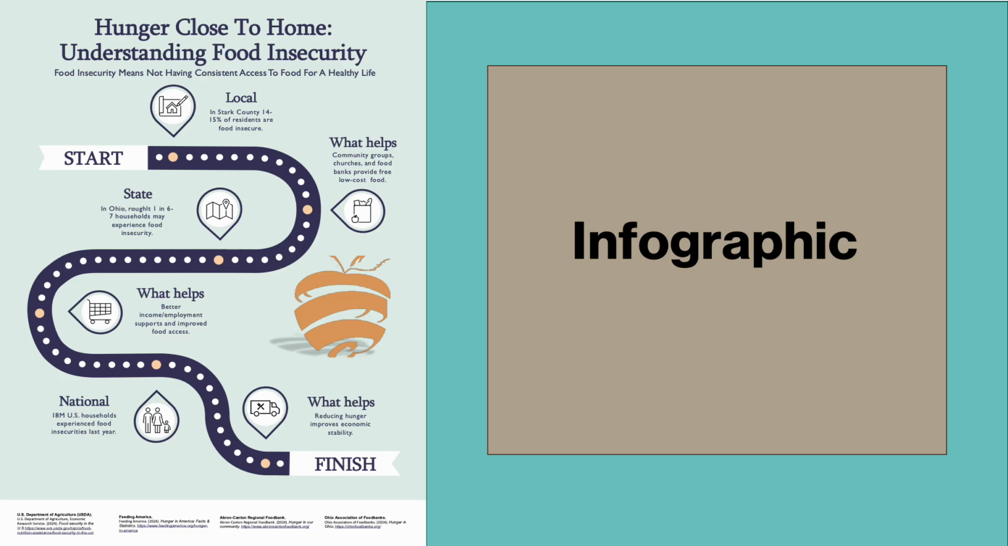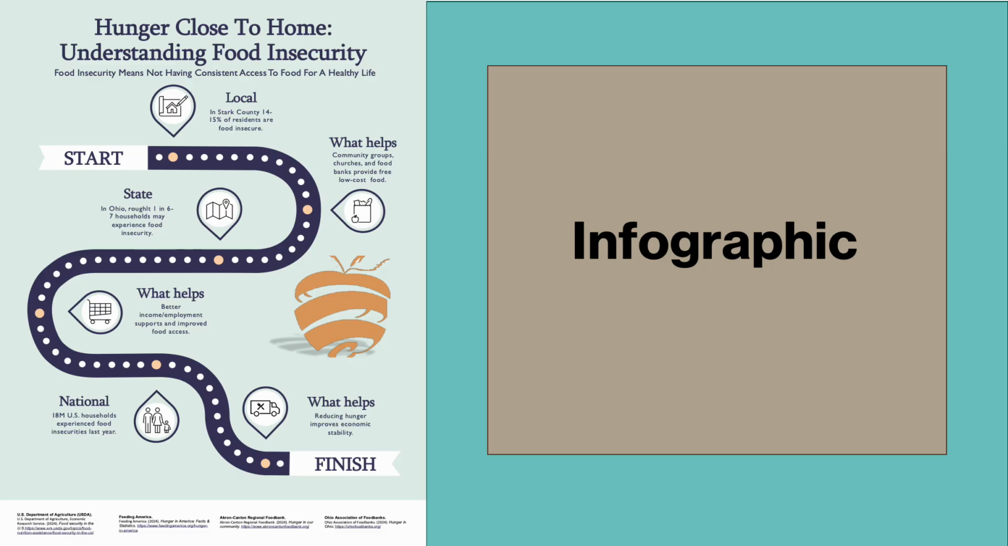Here's an infographic which shows a closer look at hunger close to home, understanding food insecurity. Food insecurity means not having consistent access to foods for a healthy life. And here we start on the game board at local. In Stark County, 14 to 15% of residents are food insecure. And then we move to what helps that. Community groups, churches, and food banks provide free, low-cost food.